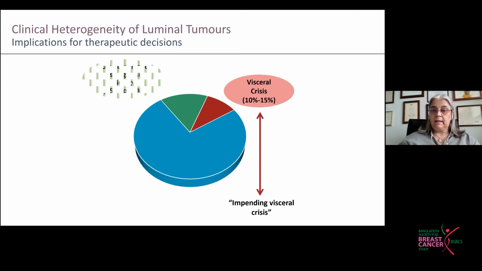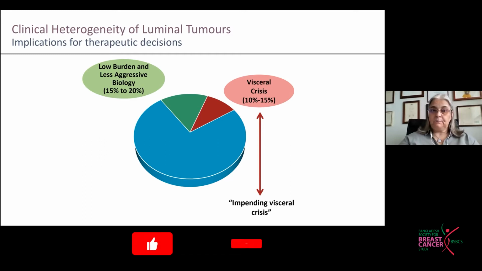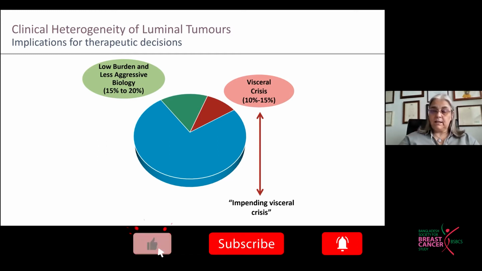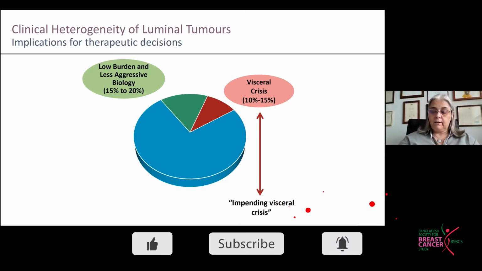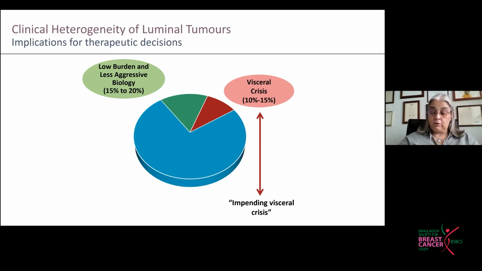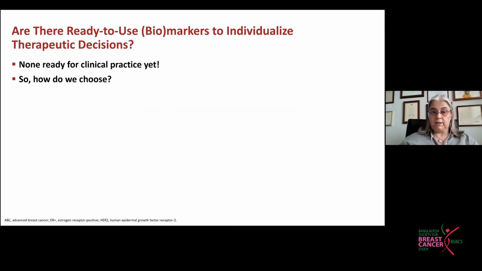Then we have a group of patients that we can consider as having a more indolent disease, low burden of disease, less aggressive biology, for example a very long interval between the end of adjuvant endocrine therapy and the appearance of metastases. And then we have a very big group that are all the other patients. I'll come back to this diagram to tell you what to do in each of these.